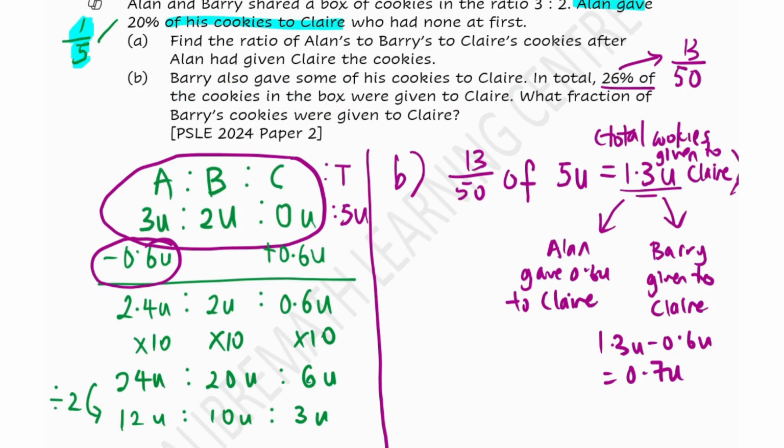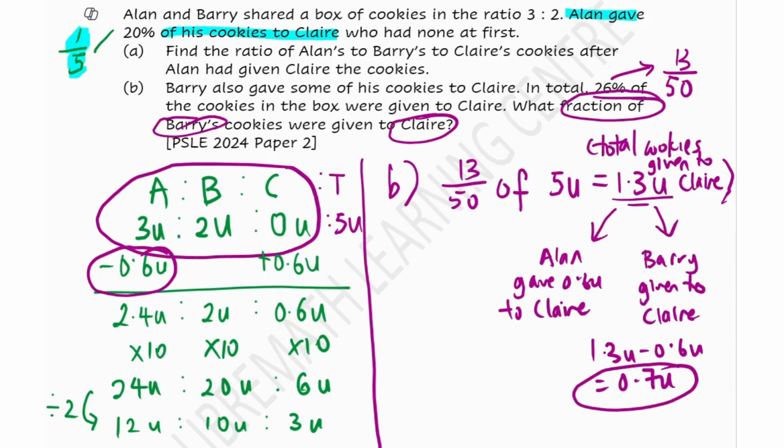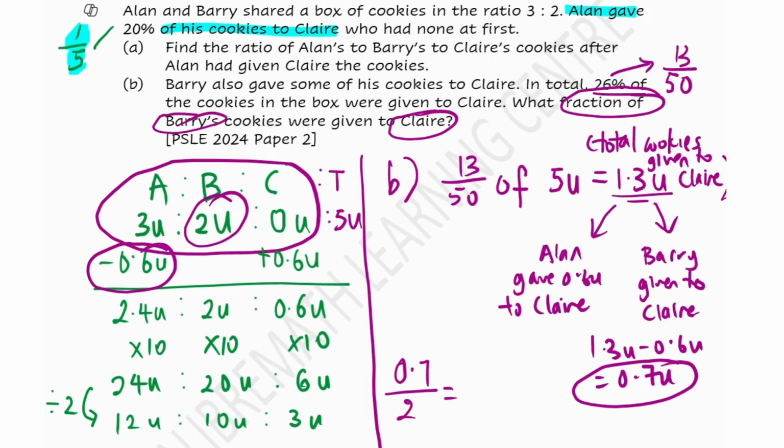The question wants you to find what fraction of Barry's cookies were given to Claire. Let's circle the keywords: fraction of Barry's cookies given to Claire. 0.7 units of Barry's cookies were given to Claire, so that will be the numerator. Out of Barry's cookies at first, which was 2 units, if we key this value into the calculator, we will get our final answer to be 7 out of 20. So the answer to part B is 7 out of 20 of Barry's cookies were given to Claire.